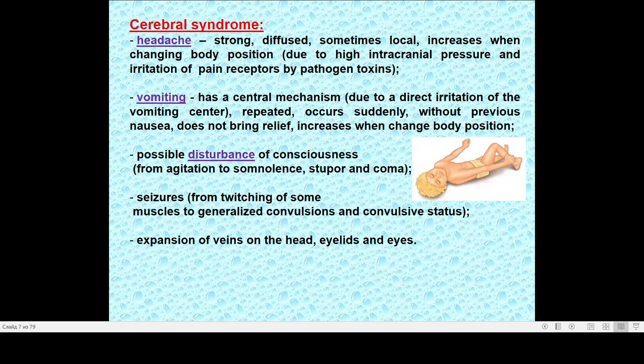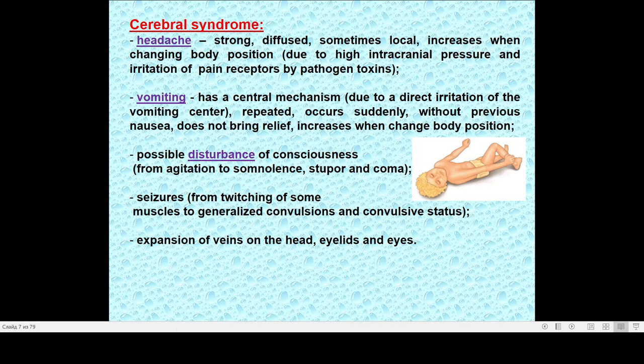Cerebral syndrome includes headache, which will be strong, diffuse, sometimes local, but mostly strong and diffuse, increased with change of body position due to high intracranial pressure and irritation of pain receptors by the pathogen. The next sign included in cerebral syndrome is vomiting, which has a central mechanism due to direct irritation of the vomiting center. Vomiting will be repeated, occur suddenly and without previous nausea, does not bring relief, and may increase when changing body position.